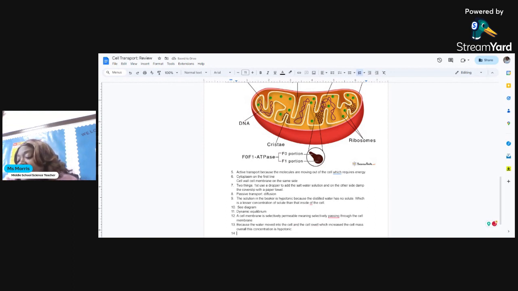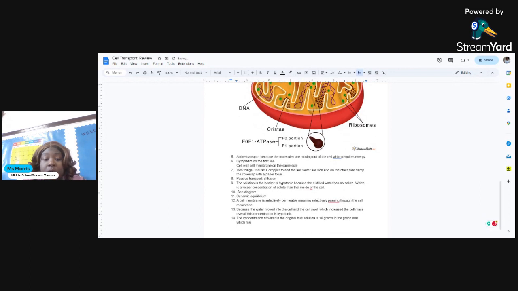14. What was the concentration of water in the original blue solution? State the evidence. The concentration of water in the original blue solution is 10 grams in the graph, which makes it 80%.